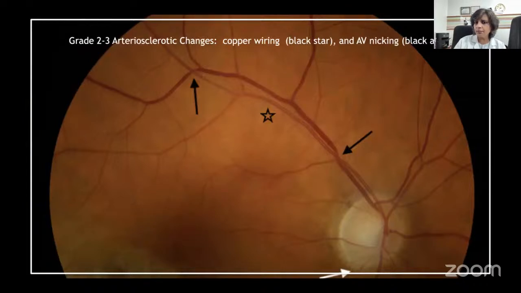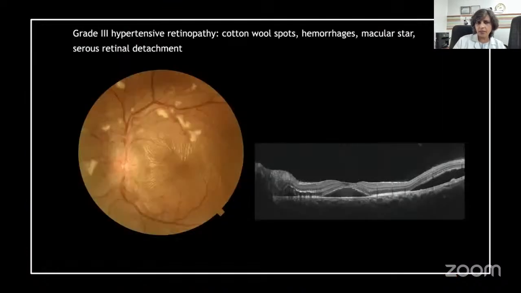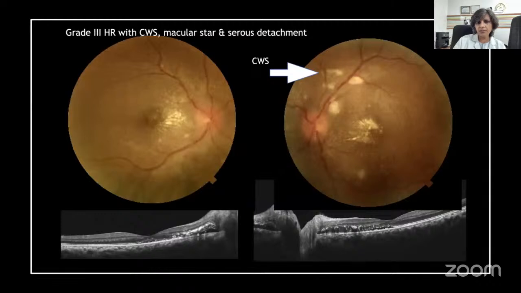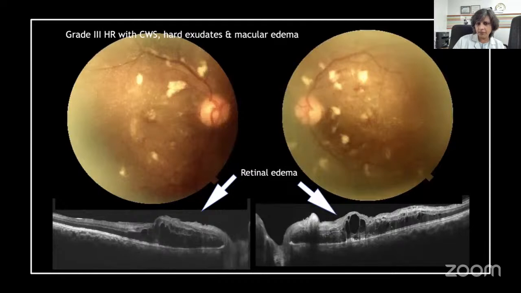Why are we saying 3? Because there is copper wiring. 2, because there is AV nicking. So 2 to 3. Now we are coming again into the acute hypertensive changes, grade 3, where there is cotton wool spots, hard exudates as a macular star, and serous detachment. Again, we see the similar changes, macular star, retinal edema with cotton wool spots and macular star.